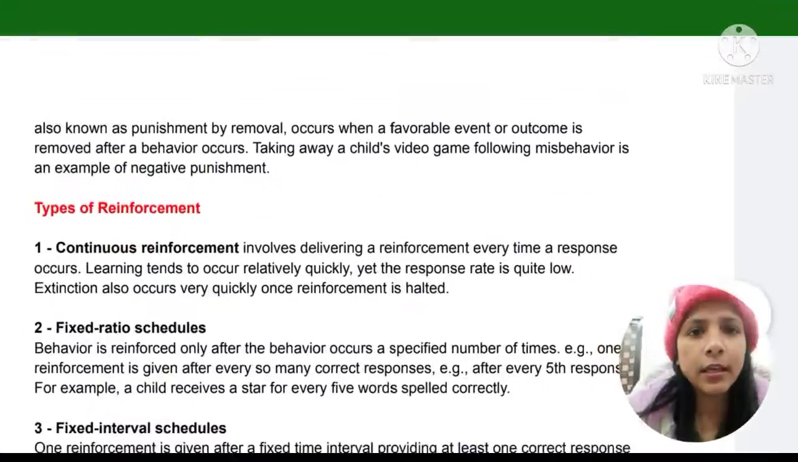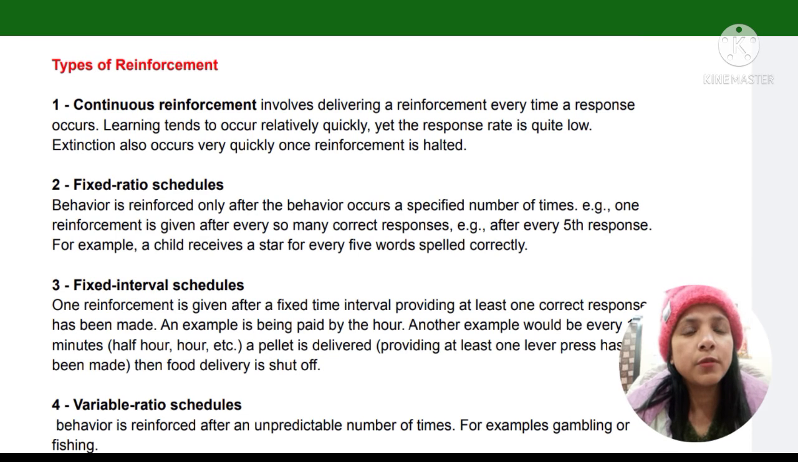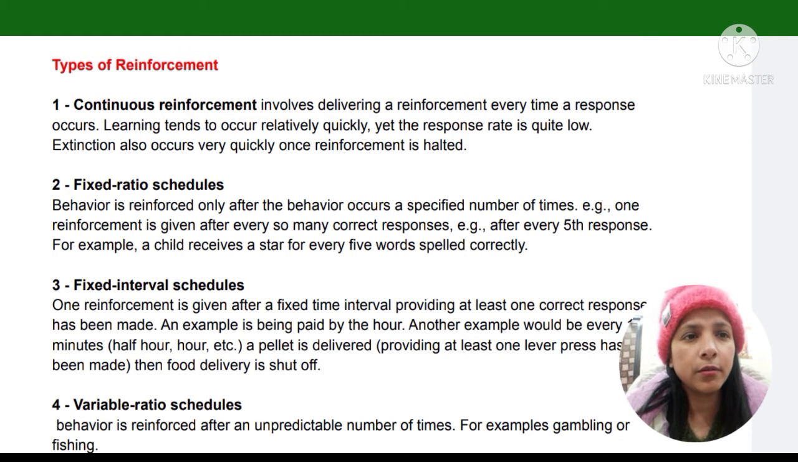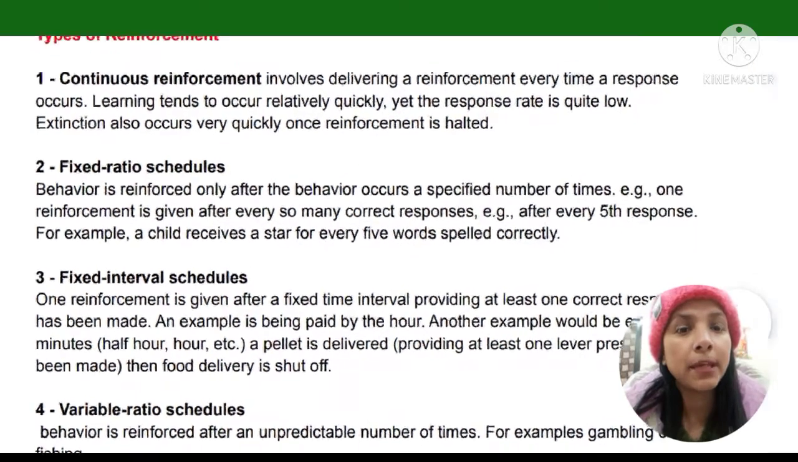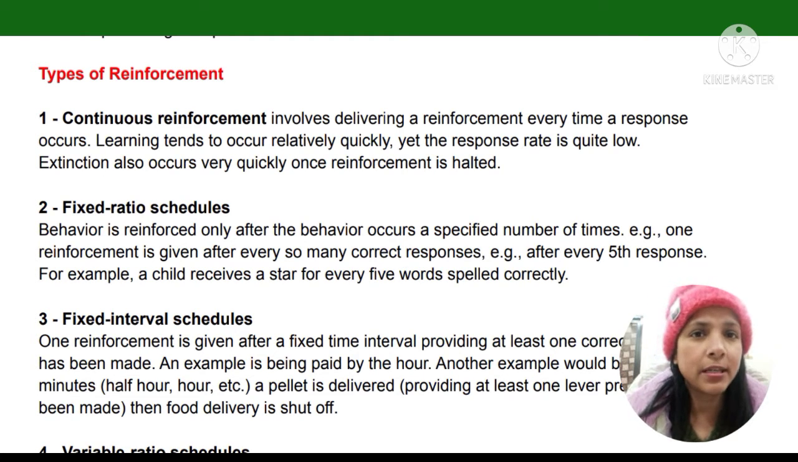Okay, now let's see types of reinforcement. The first is continuous reinforcement, the reinforcement that we are continuously giving. Like in the experiment we have seen, reinforcement was being given to the rat continuously. Skinner was reinforcing the rat by giving him a food pellet. So the more he presses the green button, the sooner he will be able to get that pellet. Second, you can see here is fixed ratio schedules.